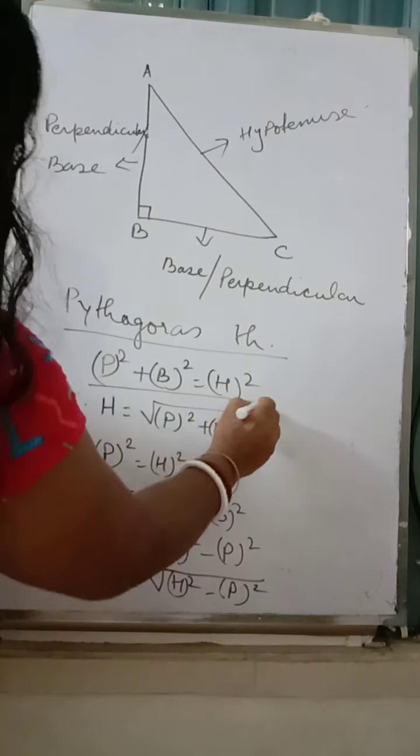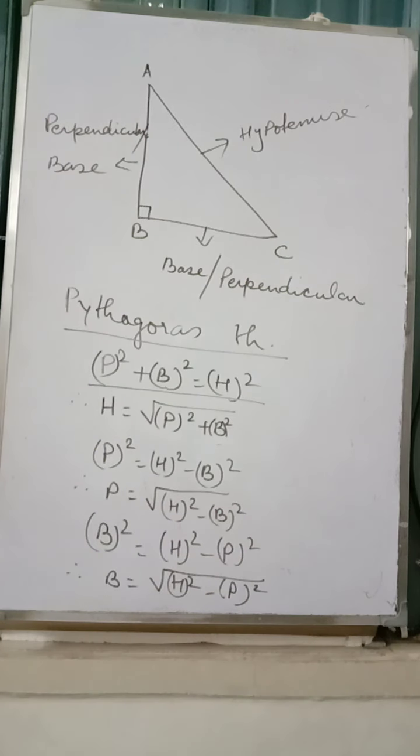This is the main formula we have to learn and understand, that the square of perpendicular plus the square of base always gives you hypotenuse square. And if it is not equal, then you cannot construct a right angle triangle. That is confirmed. And in case it is not equal, a right angle triangle cannot be formed. Let us see one example.